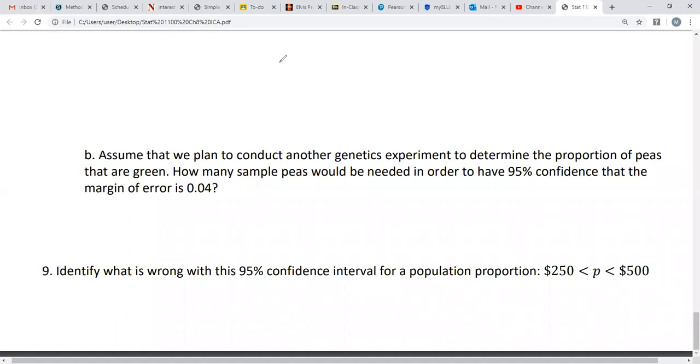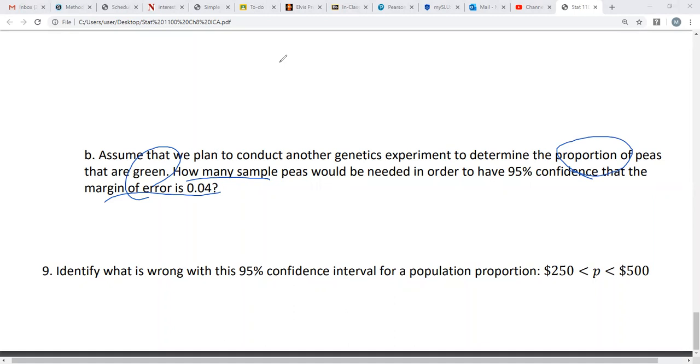Part B says, assume that we plan to conduct another genetics experiment to determine the proportion of peas that are green. I'm going to go ahead and circle green and circle proportion so I know what I'm working with here. How many sample peas would be needed in order to have 95% confidence that the margin of error is 0.04?